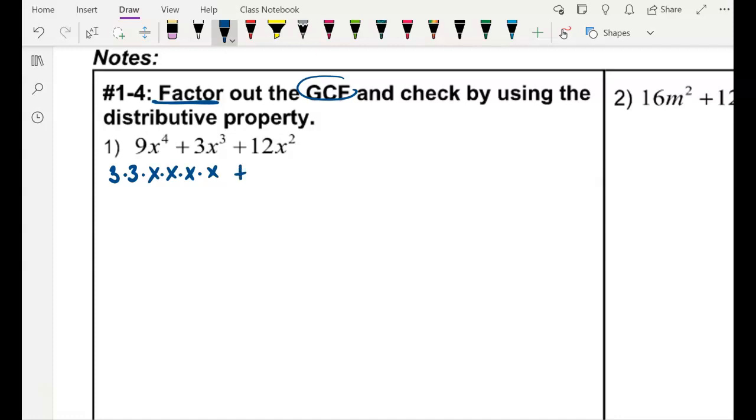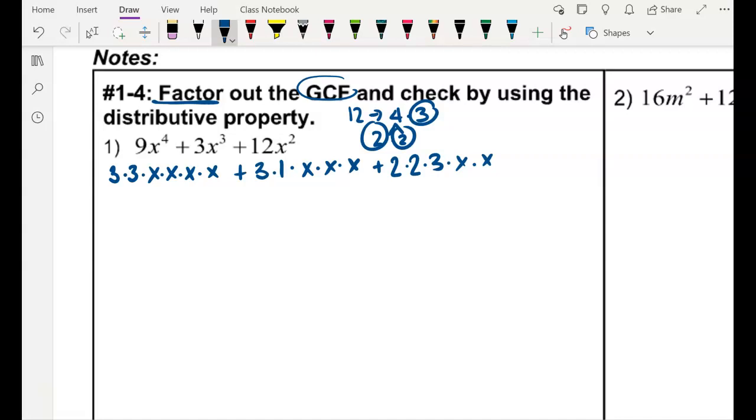Now we have 3x to the cube. Well, 3 is really 3 times 1. And that means x to the 3rd means x times x times x. I'm doing this very basic right now so that you understand where it's coming from. Now your 12, that's going to be 4, so 12 is 4 times 3, but 4 is not a prime number, so that's going to be 2 times 2. So 12 is really 2 times 2 times 3. So your goal for the numbers is always to try to see if you can break it down to prime numbers, if possible.